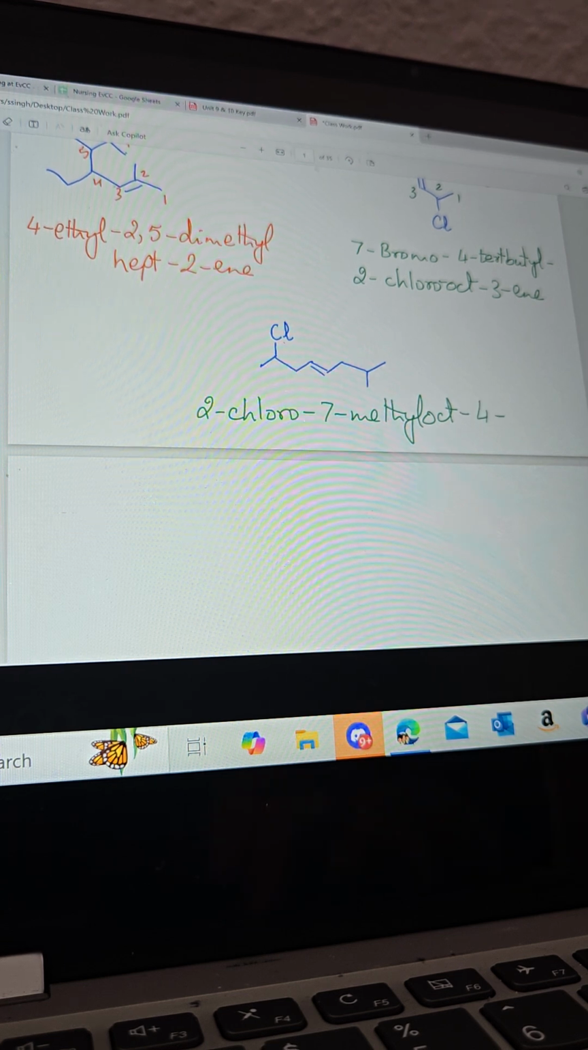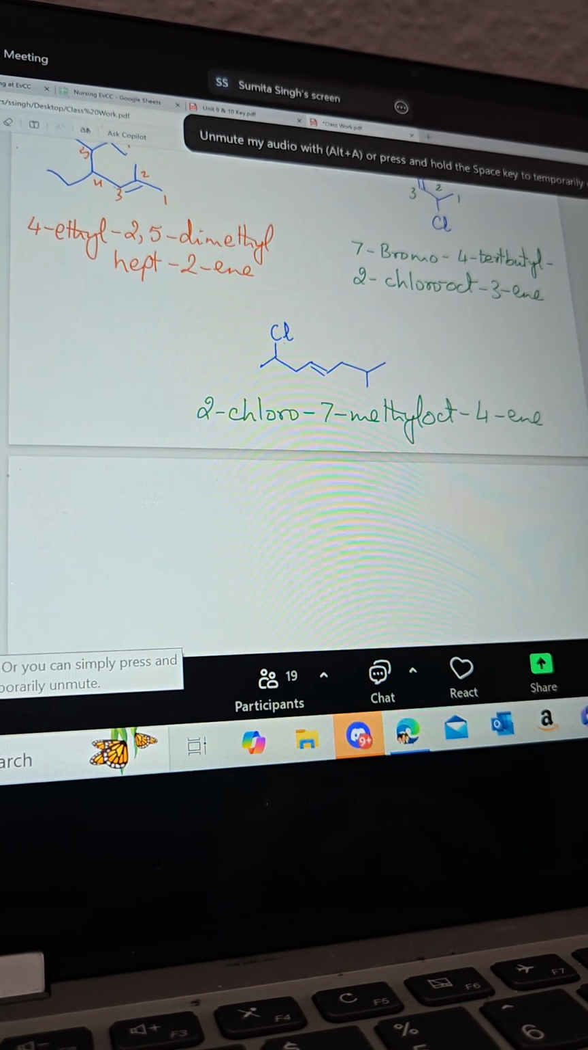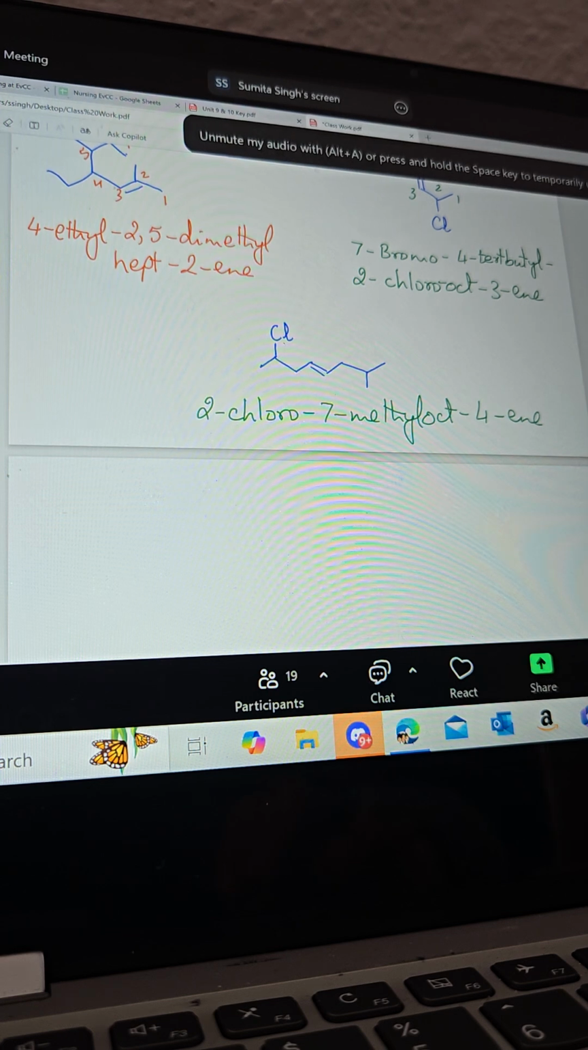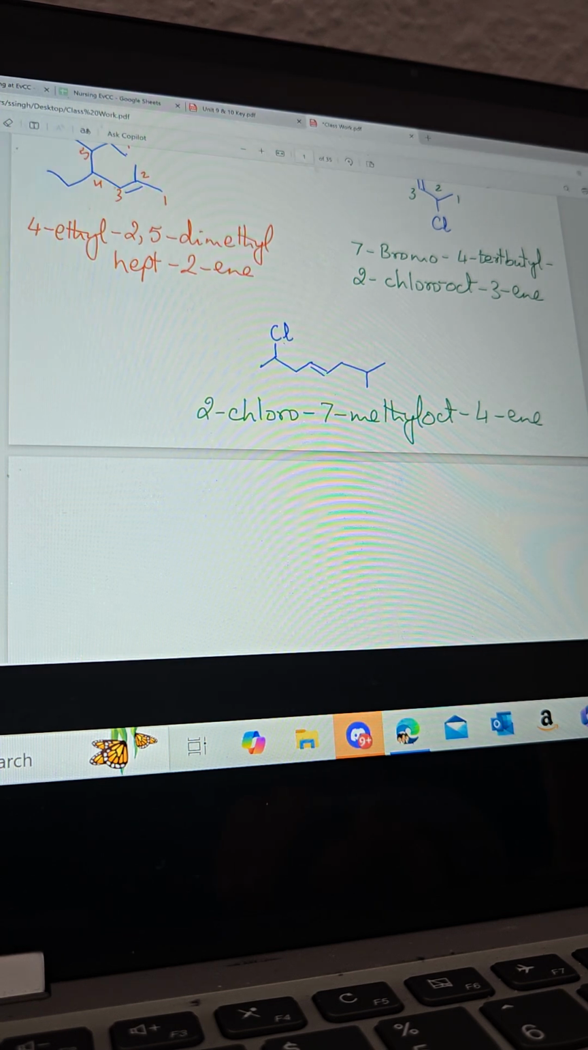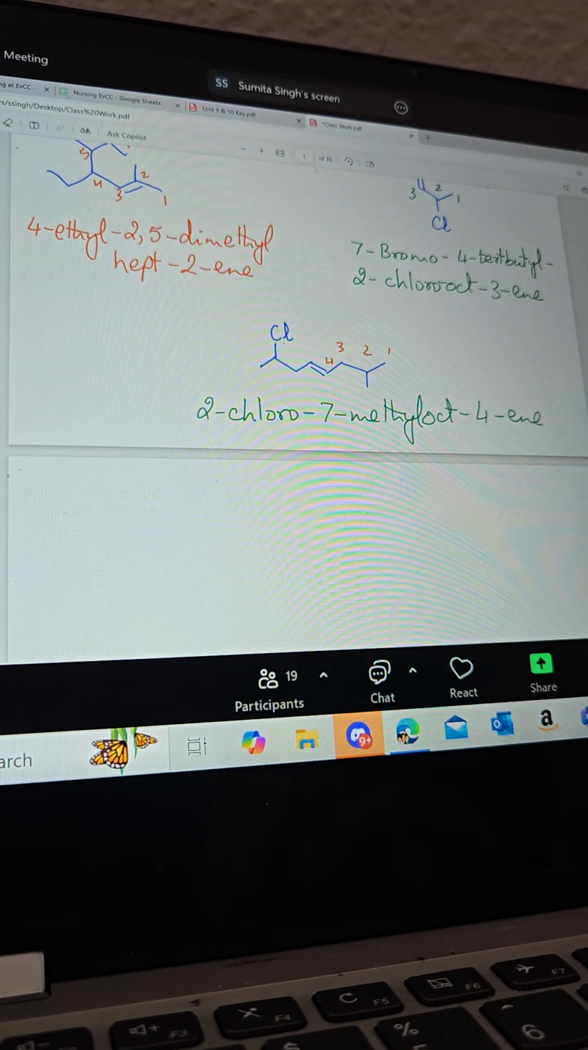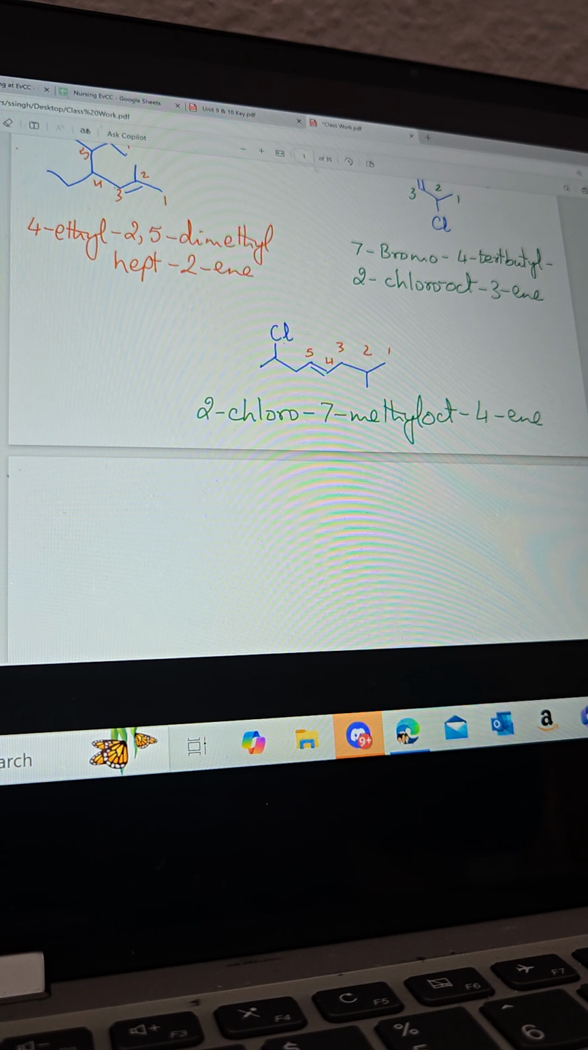Could we not have counted from the other side? Meaning, what if we had counted from the left and gone right? Wouldn't the alkene still be 4-ene? Yeah, it would be the same. So why is this better than the other? I thought for some reason we would stick the lower number with the lower letter.